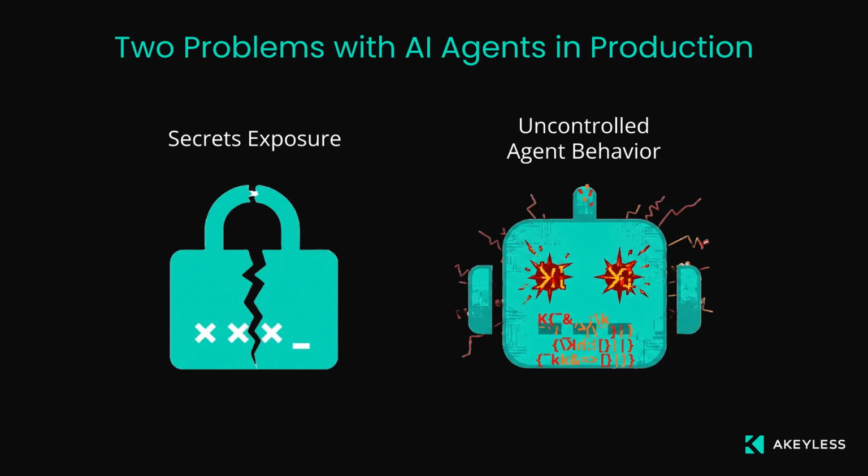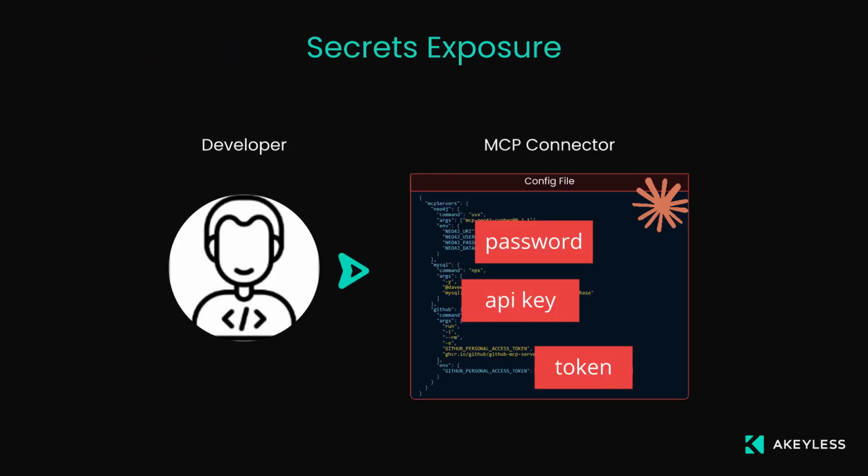There are two critical problems today with AI agents running in your production environments: secrets exposure and uncontrolled agent behavior. Let's start with secrets exposure.